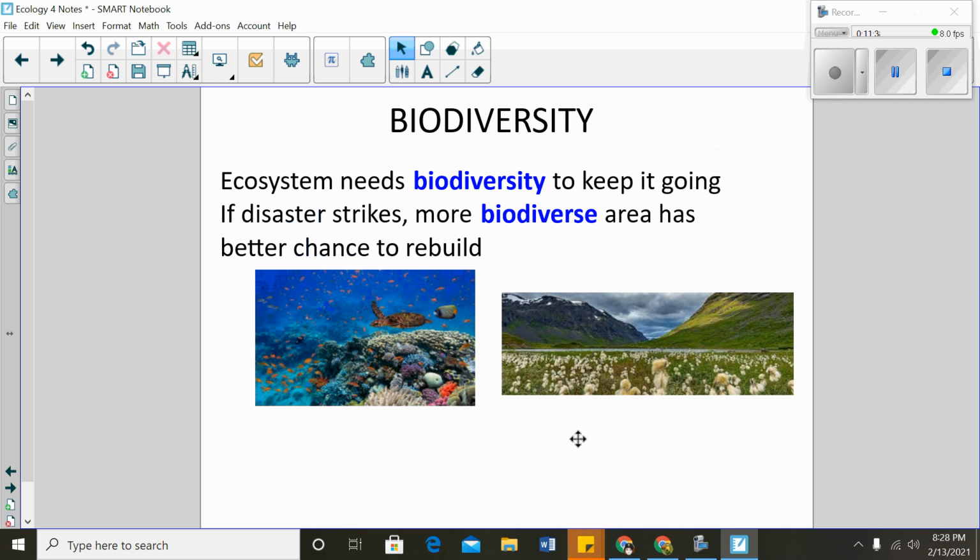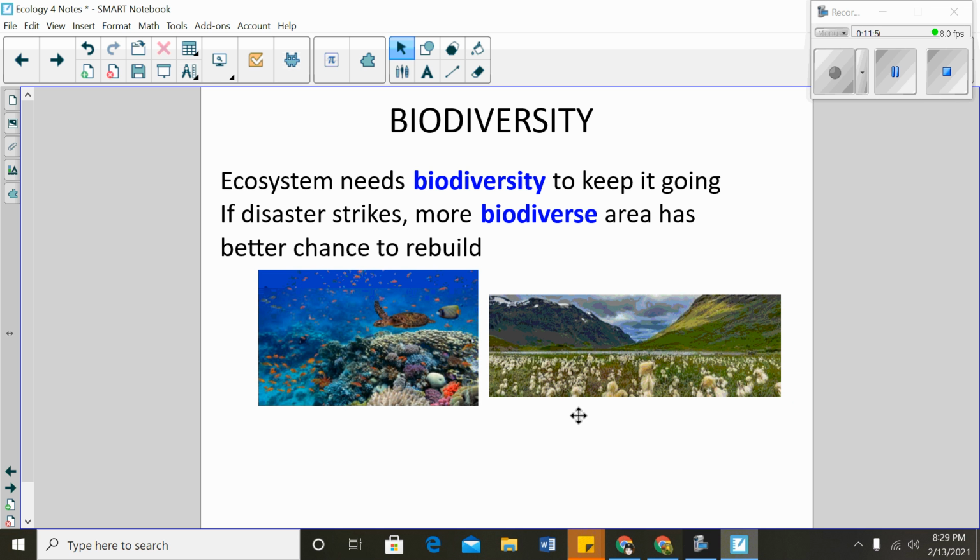So what's essential is biodiversity. An ecosystem needs biodiversity to keep it going. If disaster strikes, a more diverse area has a better chance to rebuild. Okay, so here are two very diverse ecosystems. Biodiversity is essential for ecosystems.